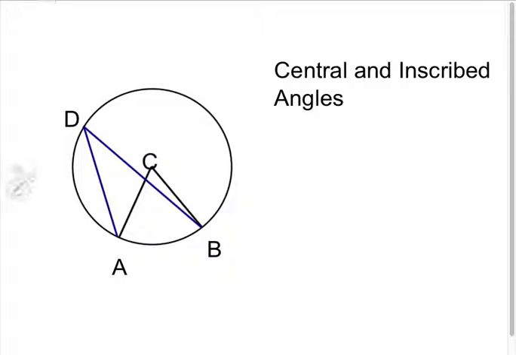So, real quick review. The central angle in this case is angle ACB, from here down to the B. Whereas the inscribed angle, by definition, has all its endpoints on the circumference of the circle. That's angle ADB.